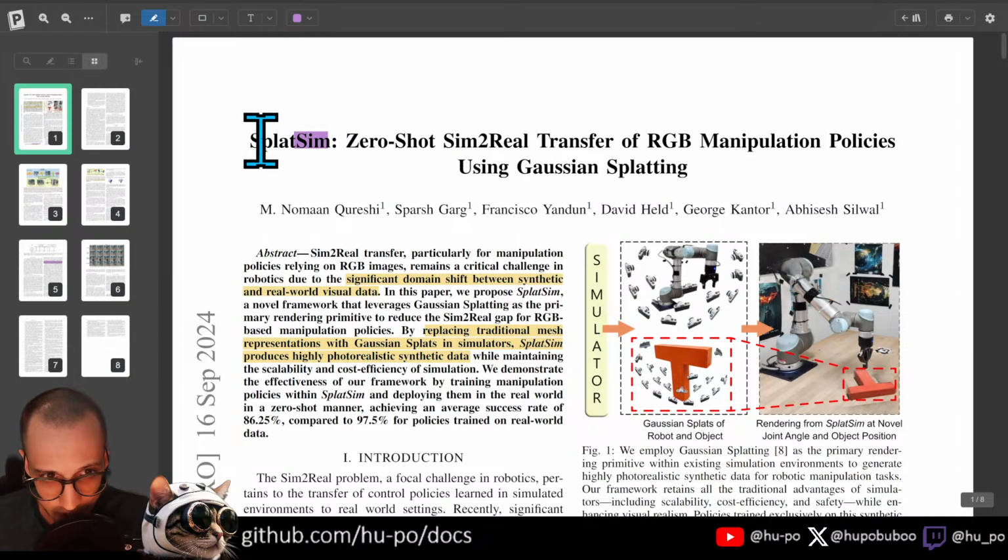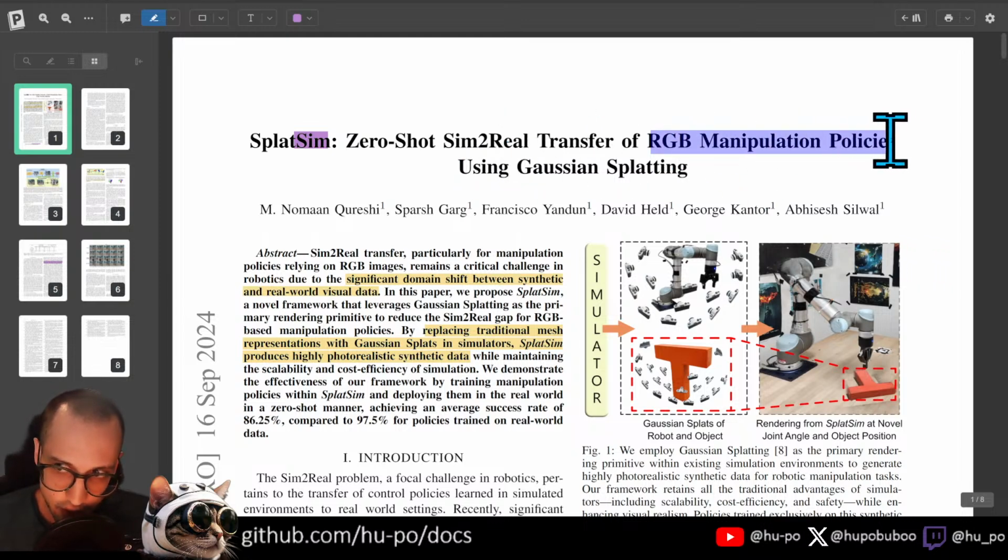So simulation splat as in Gaussian splat. So a Gaussian splat simulation, zero-shot sim-to-real transfer of RGB manipulation policies using Gaussian splatting. So an RGB manipulation policy is effectively just a neural net that takes in an image and performs some kind of manipulation task.